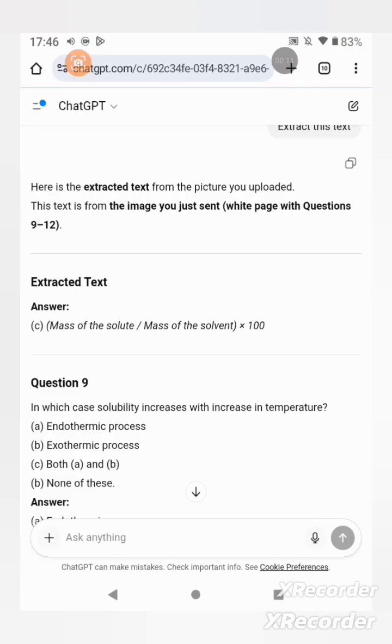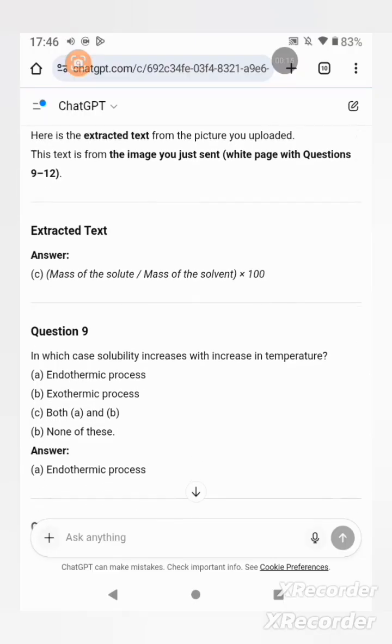Extracted text answer. C. Mass of the solute, mass of the solvent, times 100. Question 9.